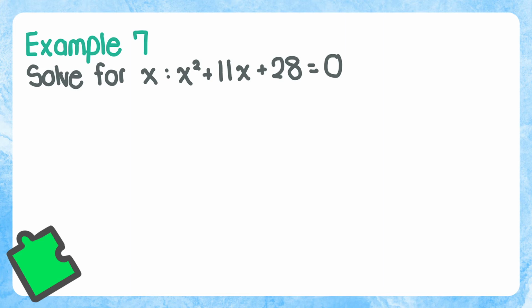Please try this example on Edpuzzle. Remember to first factor using the method of exhaustion and then apply the zero product property to solve for x.